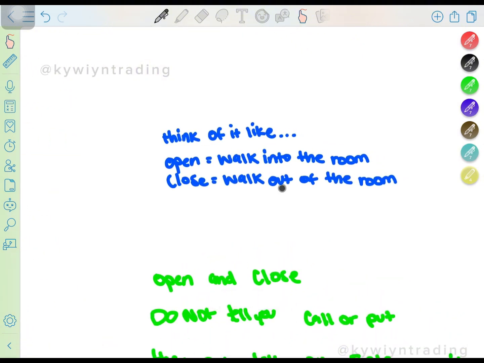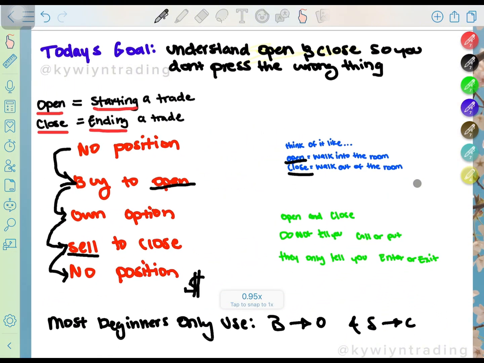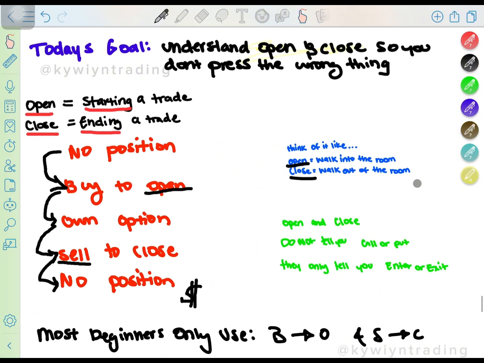So let's just say you're trying to walk into a room. When you walk into the room, you open the door. You've walked into the room, you've opened the door, and you've now visited that room. When you leave, you close the door and you walk out. Trading works the exact same way. Opening means that you're entering and closing means that you're leaving. It's just that simple with those two terms.